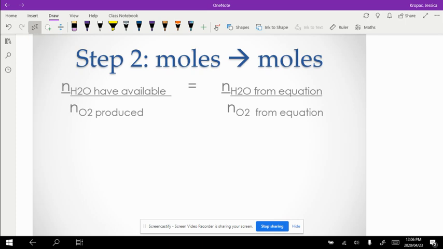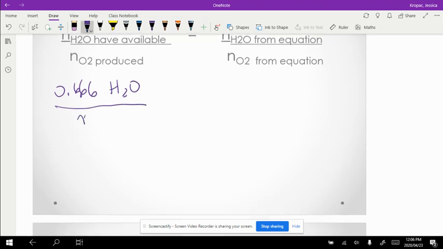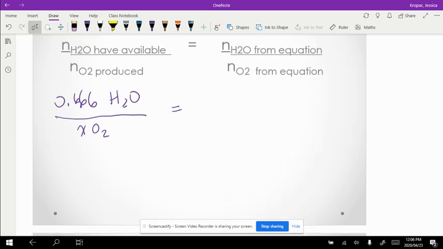Now, I do know how many moles of water I have, so I'm going to plug that in, and that was 0.666 moles, and I'm just going to call that H2O. I'm going to shorten that just to make sure that we have enough room to write this all. What I don't know is my moles of oxygen. That's what I'm looking for. So I'm going to call that X. Now I'm going to take a look at my balanced chemical equation, and I'm going to find that I have a 2 in front of water. So I'm going to go ahead and write a 2 there. And I'm going to find that I have a 1 in front of oxygen. So I'm going to go ahead and write a 1 there.